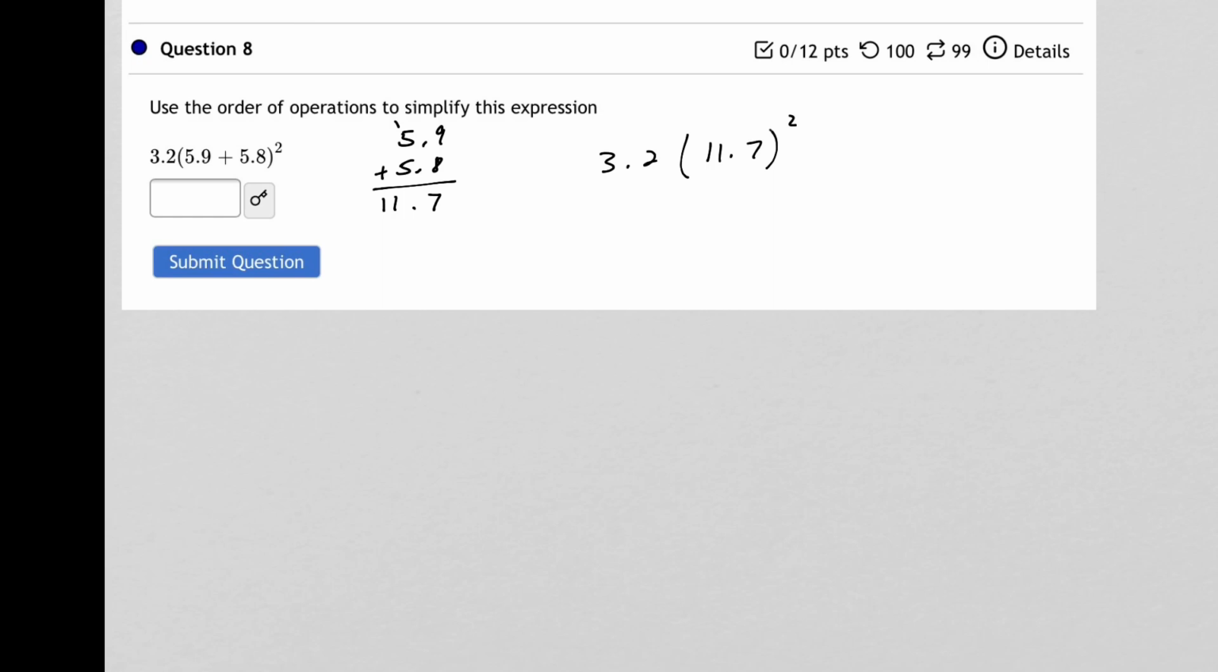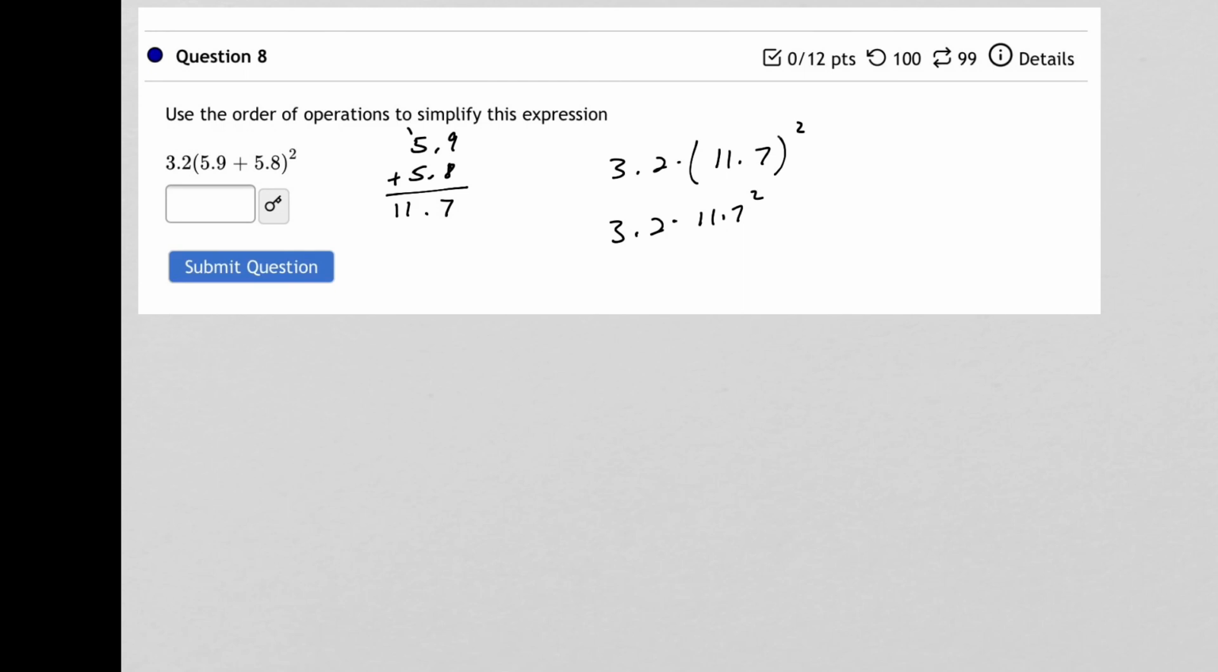Okay, now what? Well, I have exponents, I have multiplication. Right? If you want, you could even remove the parentheses now. I could write this as 3.2. This dot in the middle here means multiplication, and it's 11.7 squared. So order of operations tells us that exponents now has to be done before multiplication, right? So we need to do, I'll do on the side here, 11.7 squared. So that's going to be 11.7 times 11.7. Right, multiply it by itself.